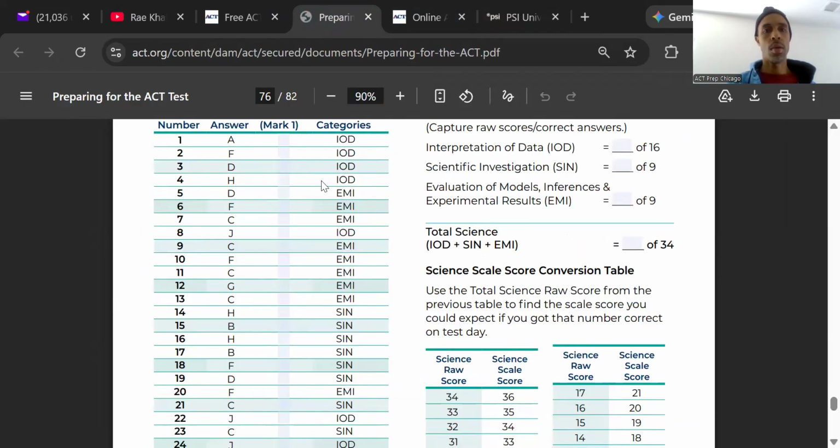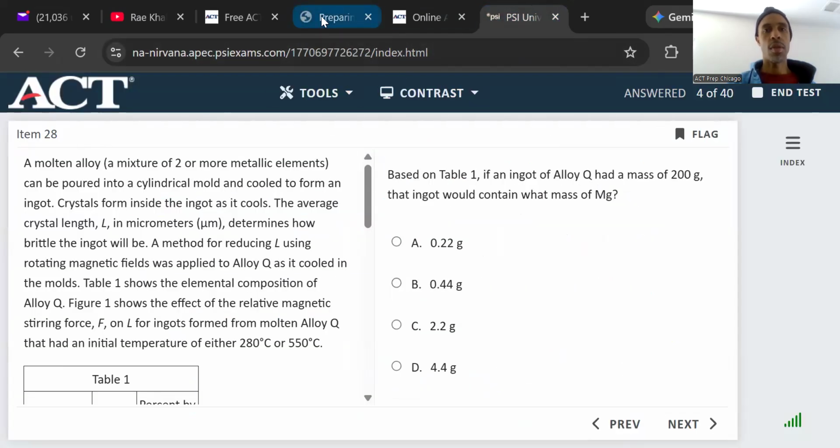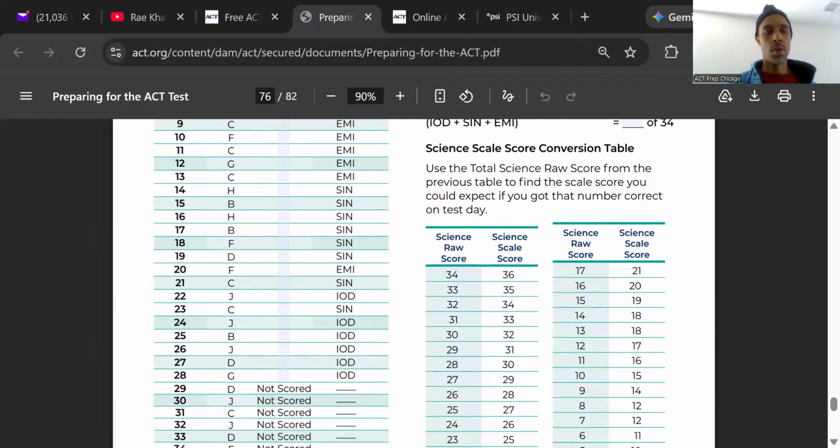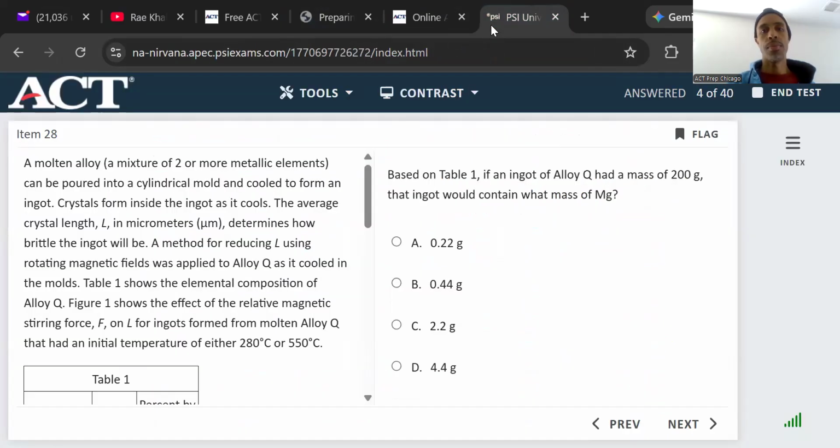I'll check it though. Which one were we on? Let's go back. This was item 27. Yeah, 27 is D. I figured as much.